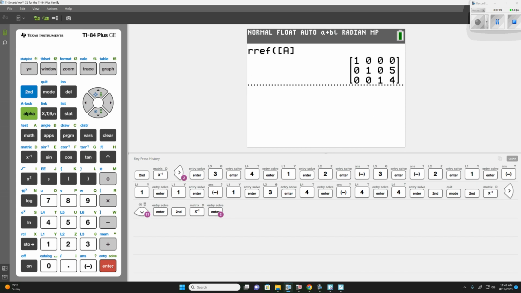And that's the answer. Now, I don't know what I just did. So second matrix, clear that out. So second matrix, go over, now we need RREF. And hit enter. Now second matrix, and enter, because we want the first one. One more time. So we have this here.